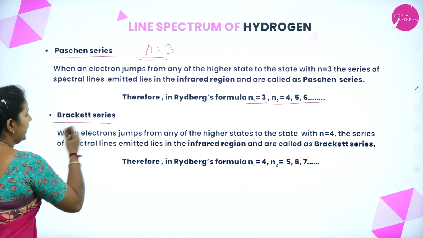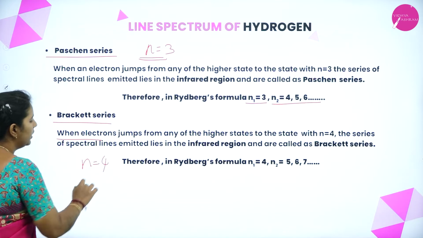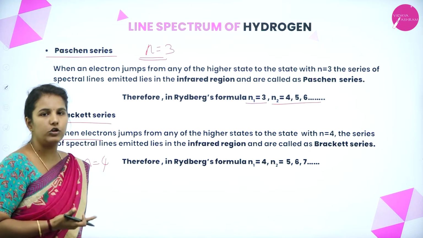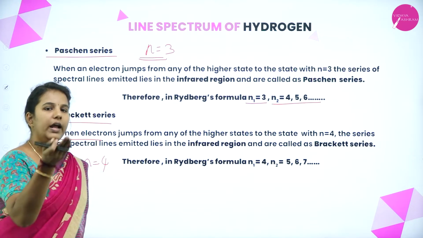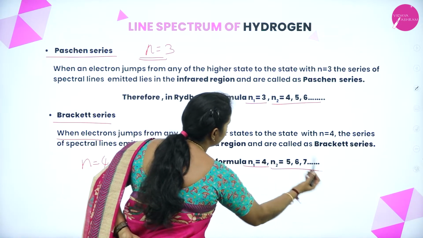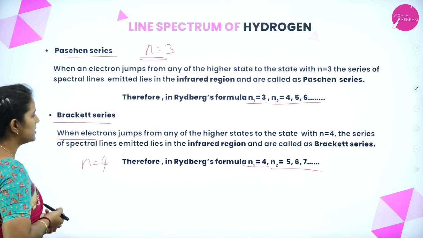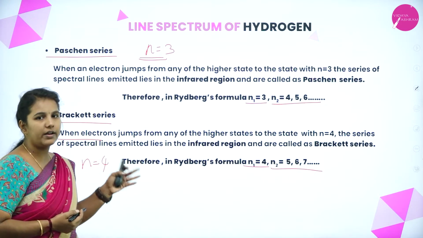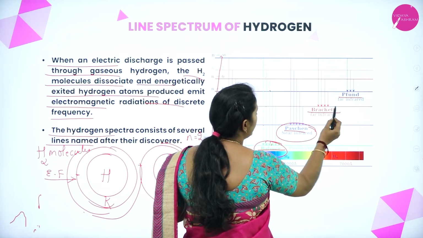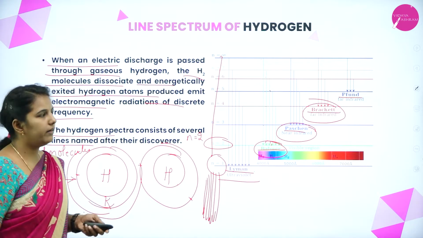Similarly, the Brackett series we can also define, where in the Brackett series n is equal to 4. The electron which is present in the 4th position, when it gets energy, will get shifted to the 5th and to the 6th. So n1 is equal to 4 and n2 will be 5, 6, 7. And it produces electromagnetic lines, and hence it falls in the infrared region. You can see here the Paschen series is near the infrared and the Brackett series is far from the infrared region. It falls in the infrared region.